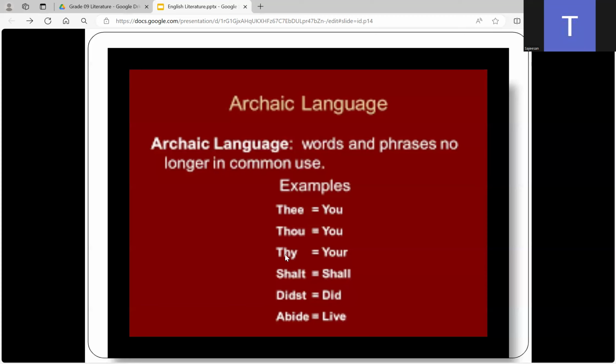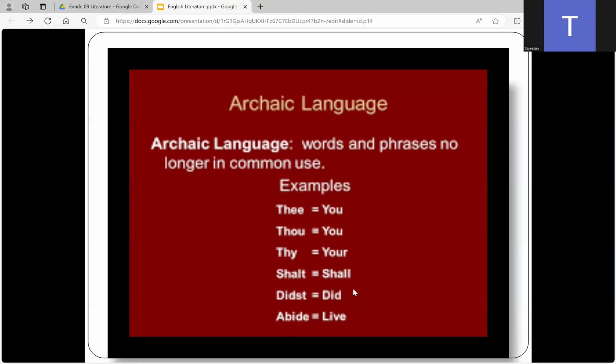Thy handwriting is very beautiful. Wow, what a nice handwriting. It's very legible and neat. Thy means your. Shall. I shalt go to Colombo tomorrow. Shalt is equal to shall. Here, didst, and abide means live.